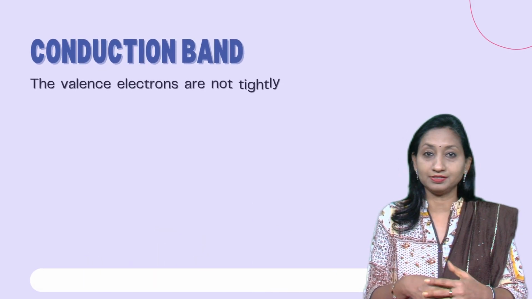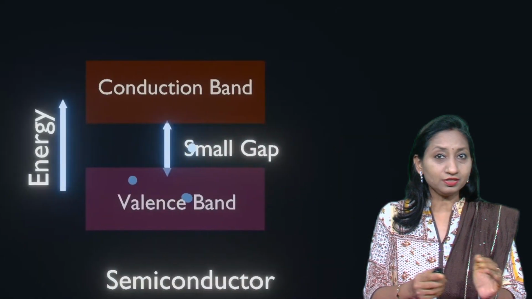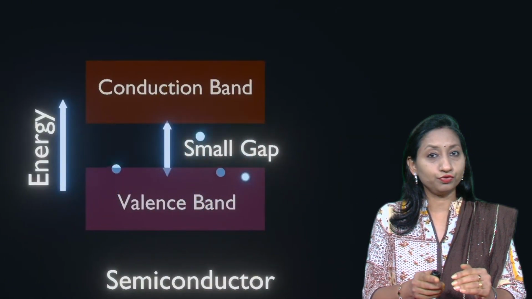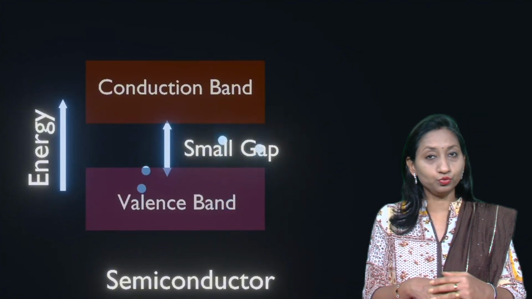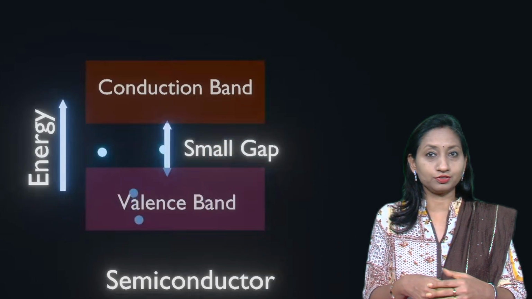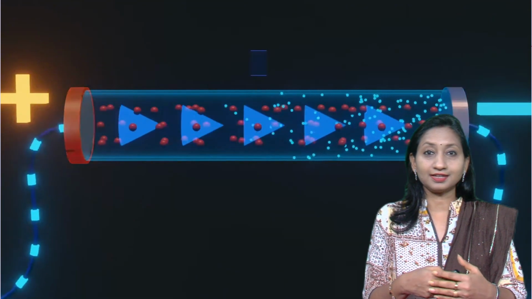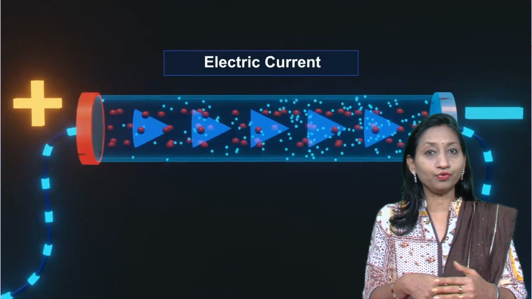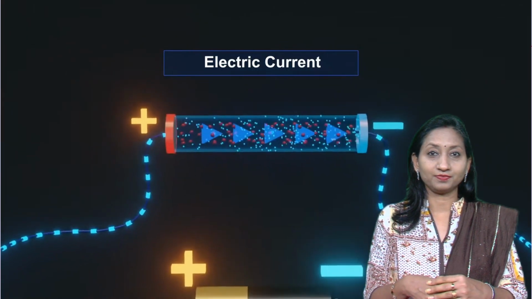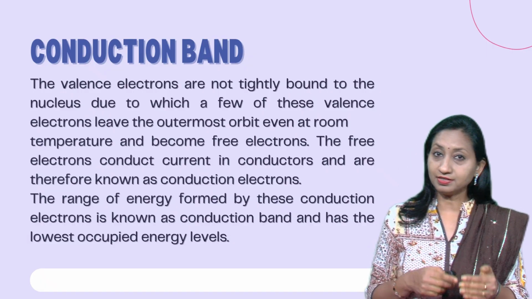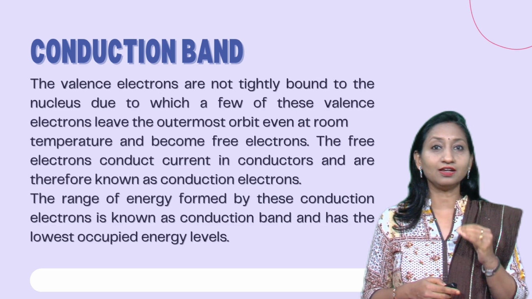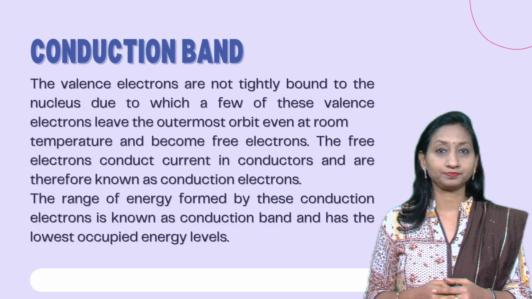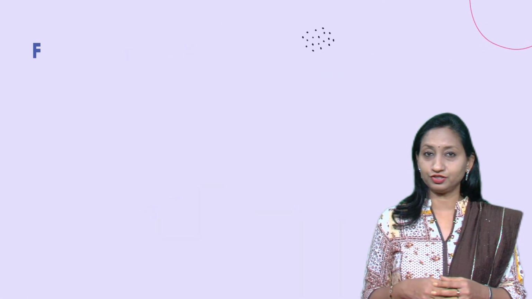The second band of the energy band diagram is known as the conduction band. The valence electrons are not tightly bound to the nucleus, due to which a few of these valence electrons leave the outermost orbit even at room temperature and become free electrons. The free electrons conduct current in conductors and are therefore known as conduction electrons. The range of energy formed by these conduction electrons is known as the conduction band, and it has the lowest occupied energy levels.